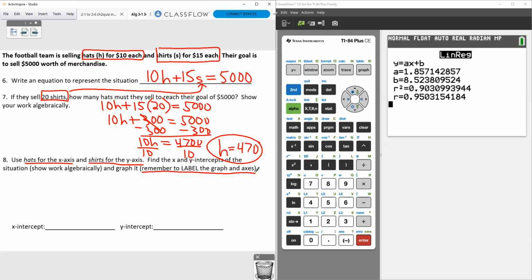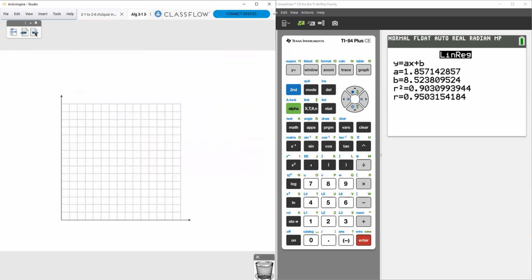Now, when it says use hats for the x-axis and shirts for the y, I'm going to go right to my graph. This is normally your x-axis. This is normally your y-axis. So I'm going to label shirts and hats right away so I don't forget. Now, going back, we need to find the intercepts.